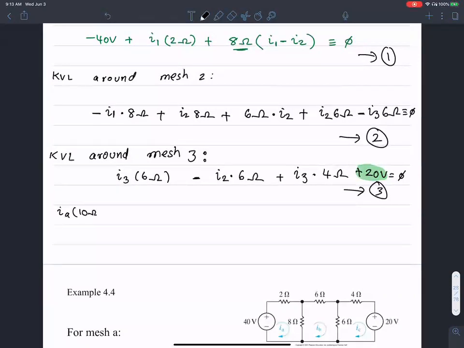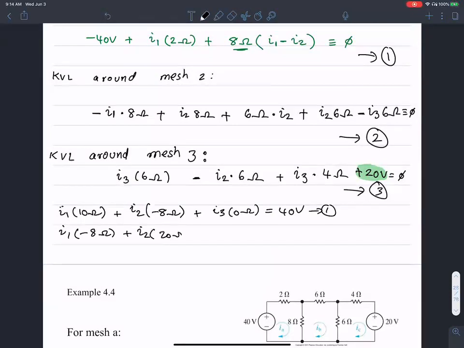IA is 10 ohms plus ID times negative 8 ohms plus IC. I call them I1, I2, and I3, so I'm going to stick with that. I1 times this, I2 times this, I3 times 0 ohms equals 40 volts is the first equation. The second equation is I1 times negative 8 ohms plus I2 times 20 ohms plus I3 times negative 6 ohms equals 0. That's my second equation.